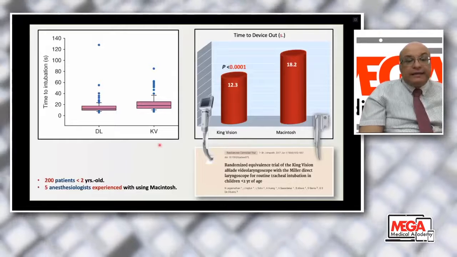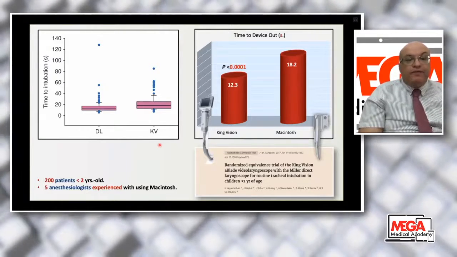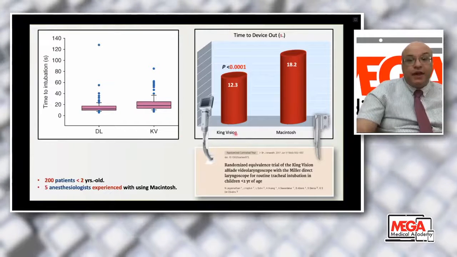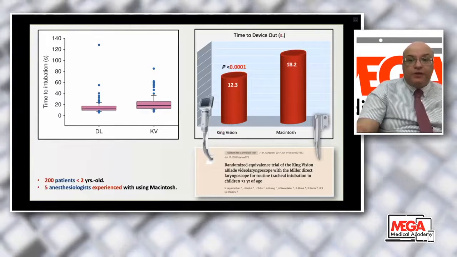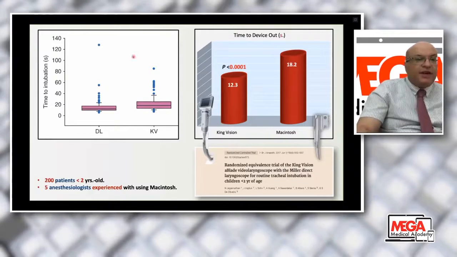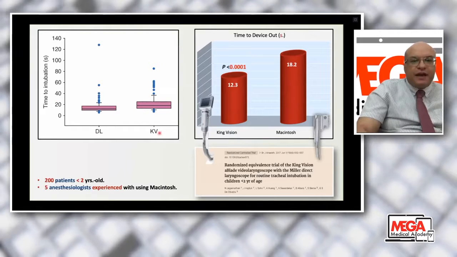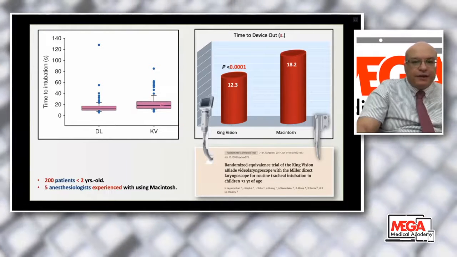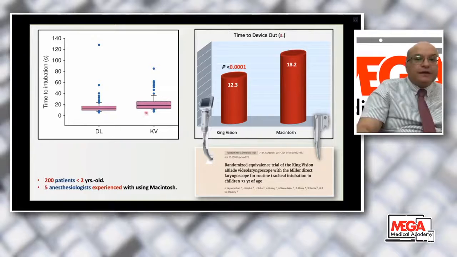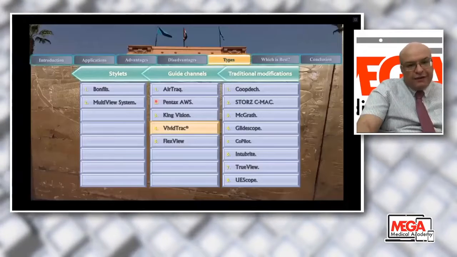Interestingly, in this study, including 200 patients less than 2 years old, by 5 experienced anesthesiologists using King Vision or Macintosh, time to device out is significantly less with King Vision. However, there is no difference in time to intubation using direct laryngoscopy or King Vision, with a trend towards higher time to intubation, but not statistically significant, with King Vision.